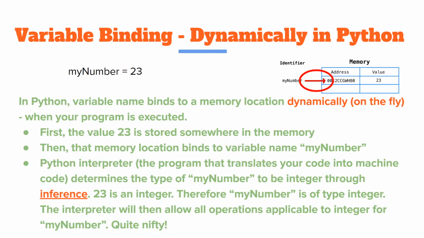There is a different type of binding which is found in other languages such as Java. Essentially, with that type of binding you have to define the type yourself. So if you were to define my number is equal to 23, you would have to put int my number is equal to 23. And so the program would then know, oh, you're defining my number as an integer.